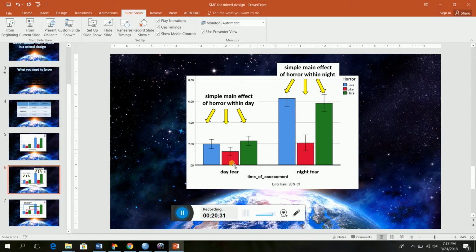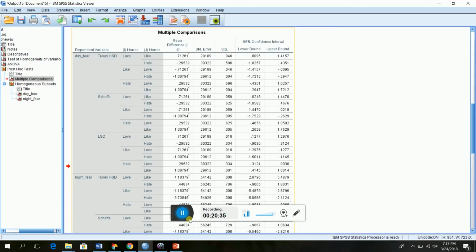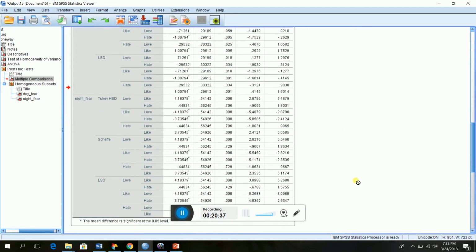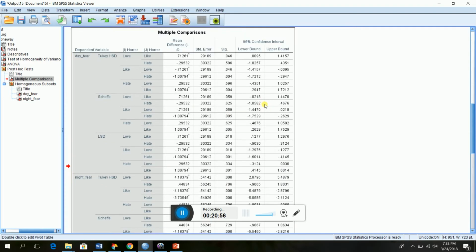Now we want to go look at the Tukey results for this ANOVA. So let's go back and we'll go to our results. Here is the nighttime fear. Here's Tukey. So we're going to look at love and like, and we're going to learn that these two are, again, significantly different from each other. Then we're going to look at love and hate.